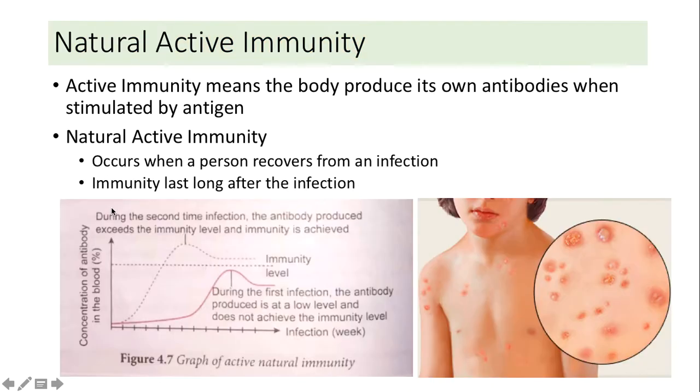Okay. So, let's look at natural active immunity. Apa beza passive dengan active? Active means the body produces its own antibodies when stimulated by antigen. Antigen ni ada dekat pathogen kan? So, this antigen has the ability to induce the production of antibody yang akan help stop the pathogen from causing infection. So, active means your body produces its own antibody. Kalau passive tadi, you get it from someone else. Okay, you get it from the external.